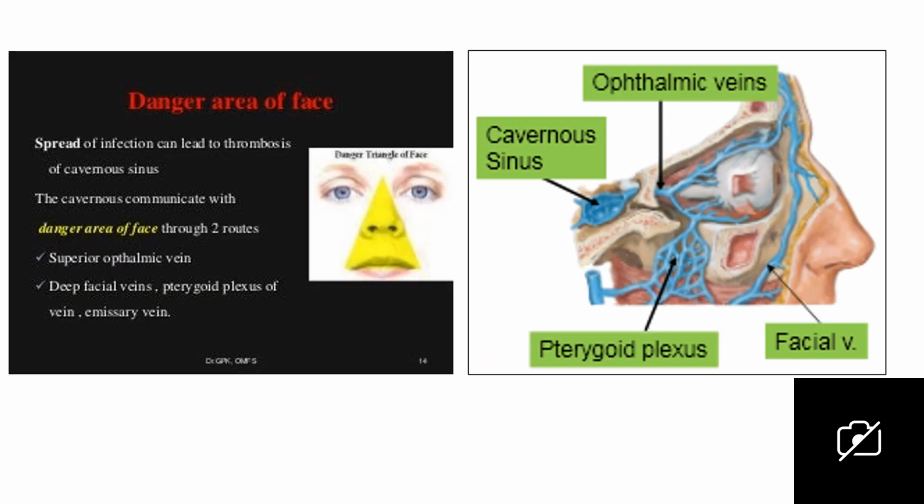Now, this picture shows the danger area of the face, where it is. It's a triangle, drawn with points on the left upper mouth and the upper right of the upper lip, making an apex at the bridge of the nose. It's a triangle, the yellow part. And this is a schematic showing you the veins.